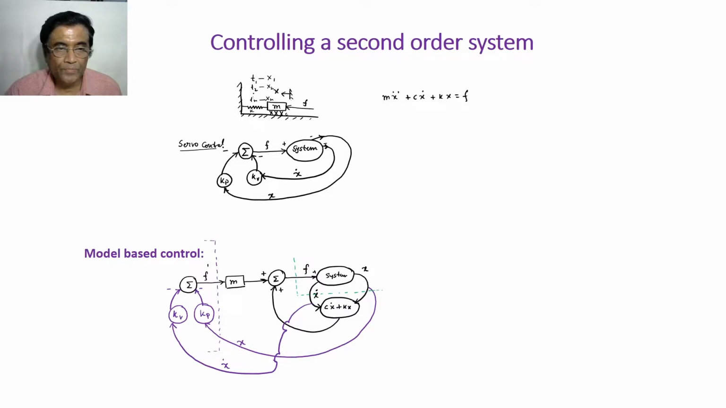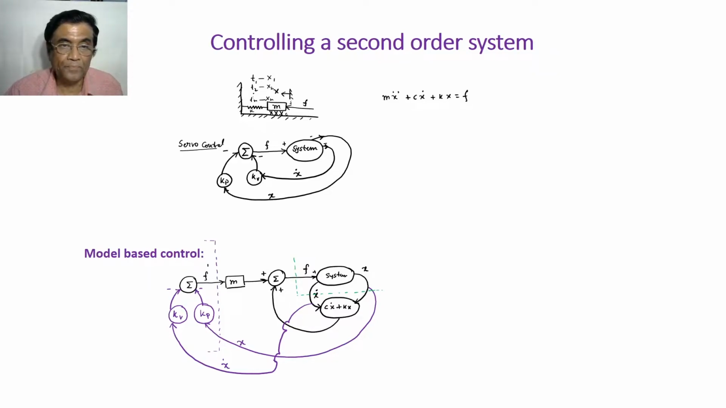So what I am doing? This is my system, m x double dot plus c x dot plus k x, right? I am just exciting the system with my force F, positive force F. And I am taking the state variable x dot from the system, because as a result of imparting F, there will be some dynamics of the system, right? The system displacement will be there with some velocity. So these are the state parameters.